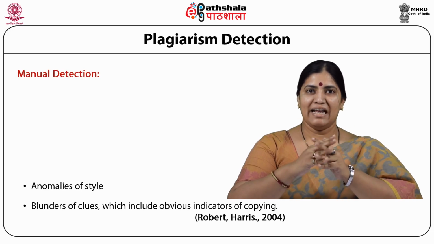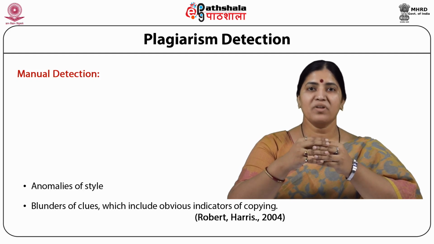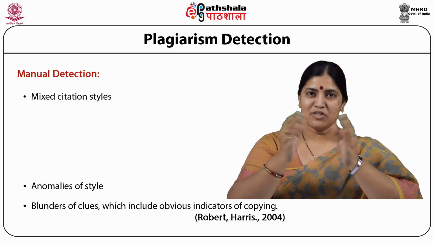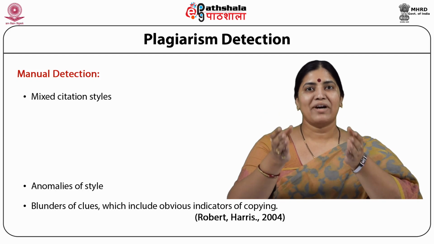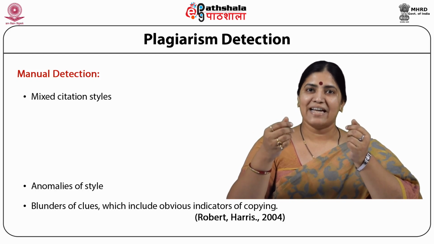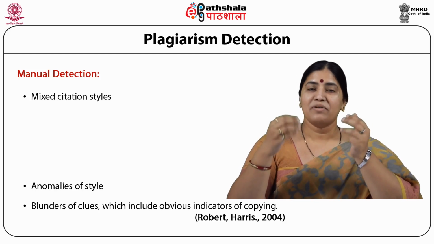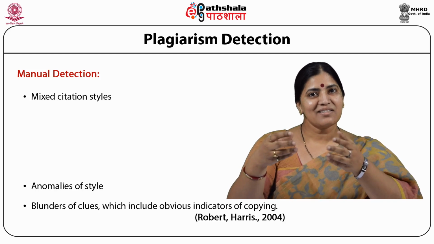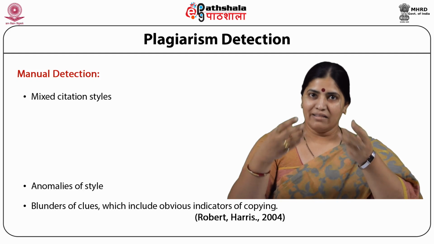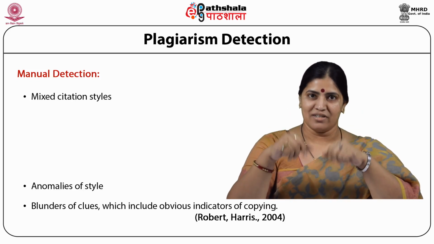Plagiarism detection can be done manually in various ways. For example, mixed citation styles, where a student or an author uses a variety of citation styles in one paper. We have different citation styles like APA, Chicago Manual, etc. So if a paper has various citation styles in referencing as well as in citation, then an experienced academician can easily find out that the paper has been plagiarized.